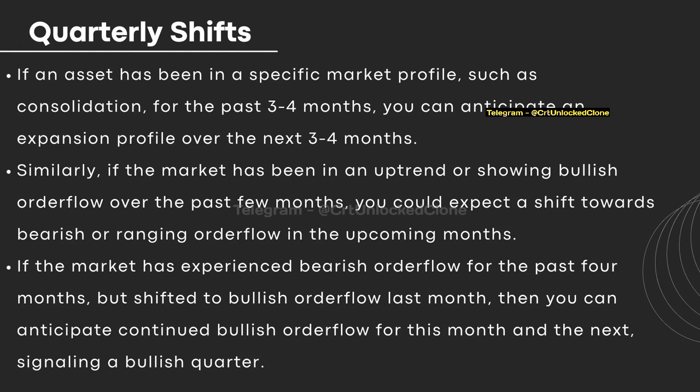Similarly, you can also look at it in this way. For example, if the market has been in a bearish order flow for the past 4 months, but last month the order flow shifted to bullish, right? Then you can anticipate continued bullish order flow for this month and the next month, because it's signaling a bullish quarter, and your directional bias is going to be higher, right?